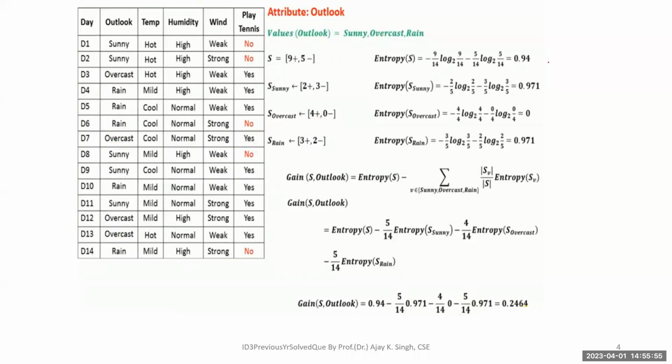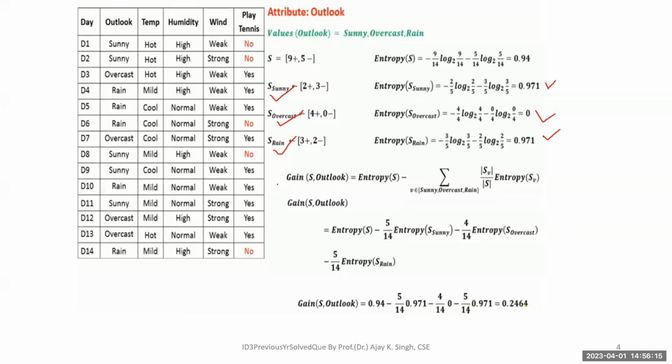In this way, I'm going to calculate all the values for sunny, for overcast, for rain. For all the values I'm going to calculate, and for overcast I get entropy 0. No disorderness is there in this case. 0 disorderness is there.